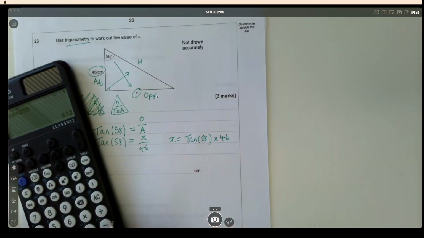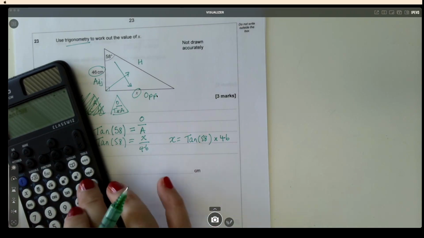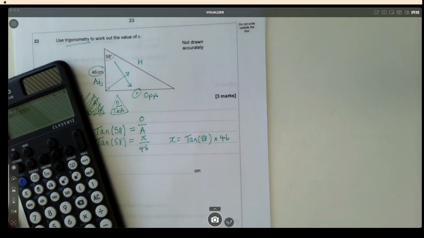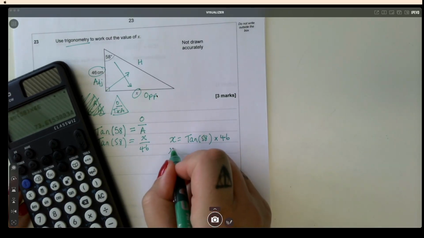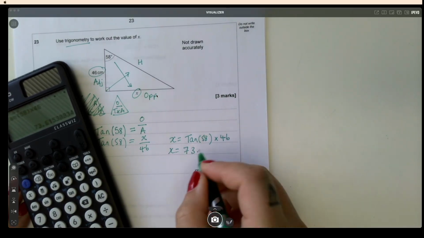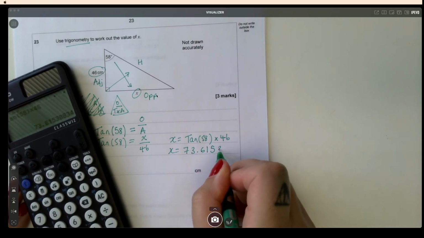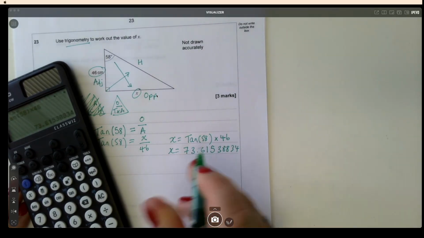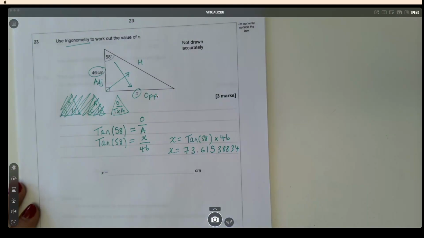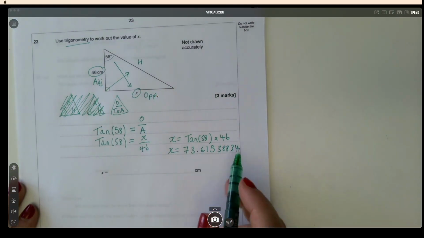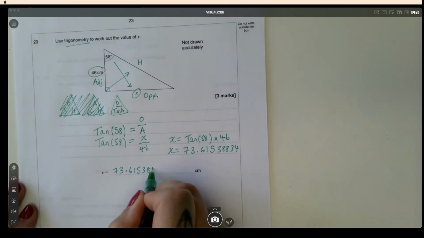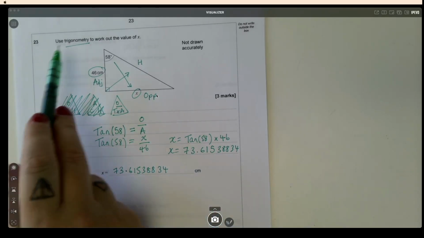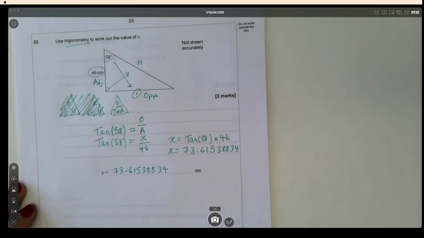So I'm going to pop that in my calculator. Tan 58, make sure you close the bracket, multiplied by 46. That tells me that x equals 73.615388834. Now, it hasn't told me to round it to any particular value, so I can just write all of that on the answer line. And I would probably do that just in case I decide to round it wrong. It hasn't asked me to, so I'm just going to write the whole thing on the answer line.